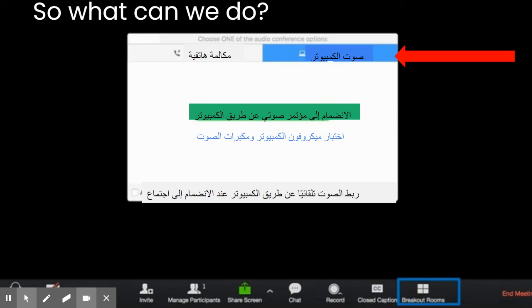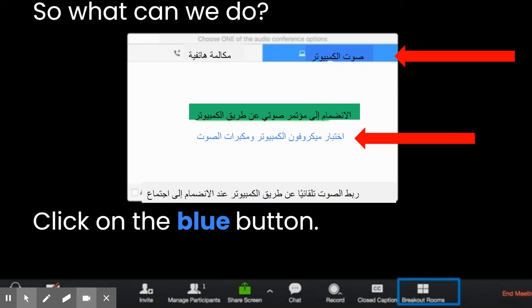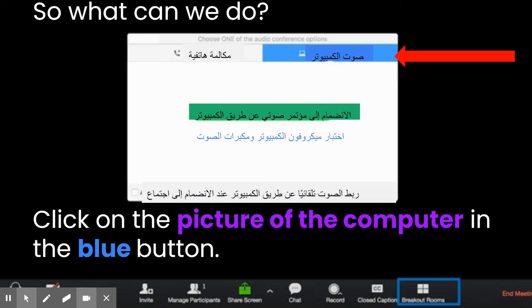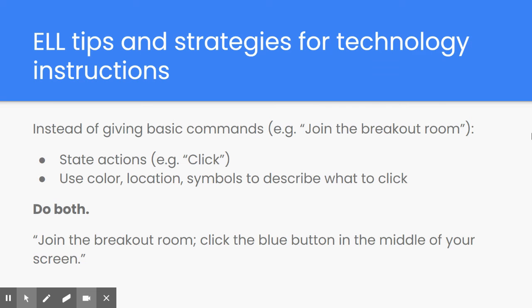But if we look at another example, what if we want them to click on this button? What might we say now? If we go again with color and say, click on the blue button, actually now there are two spots where our students might click. So maybe now we use location and say, click on the blue button in the top corner of your screen, really emphasizing those key words. Or we could use the icon of the computer to help them find the button and say, click on the picture of the computer in the blue button, emphasizing again those key words.